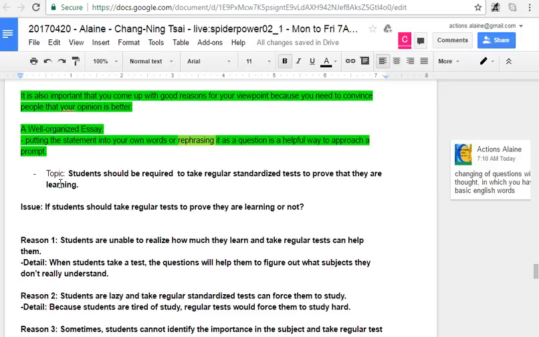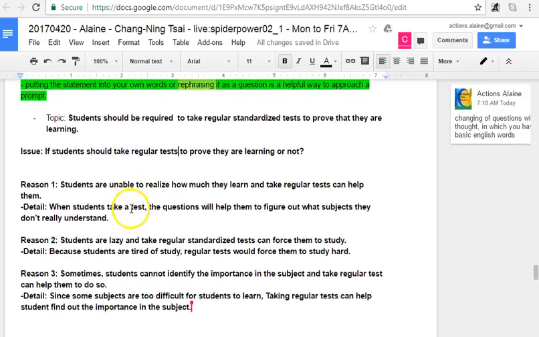Yeah. Very good. So again, if, because the main topic here is for the students to see if they are learning or not by taking regular tests. Okay, so if students should take regular tests to prove they are learning or not. So for your reason number one, students are unable to realize how much they learn, and take regular tests can help them.